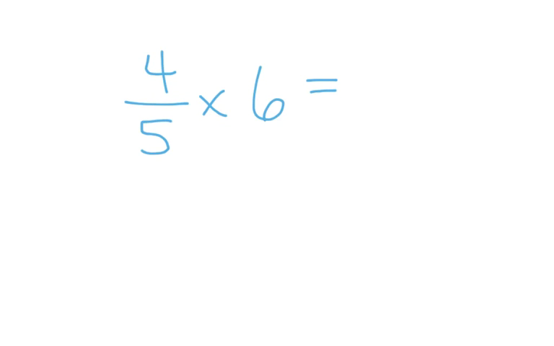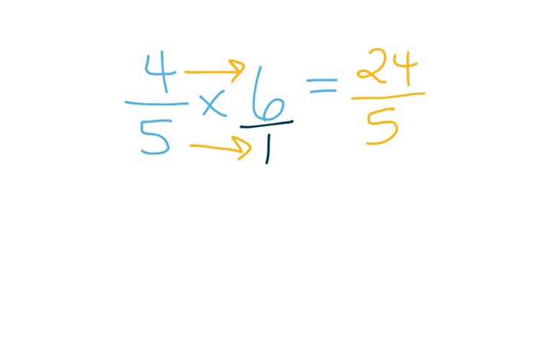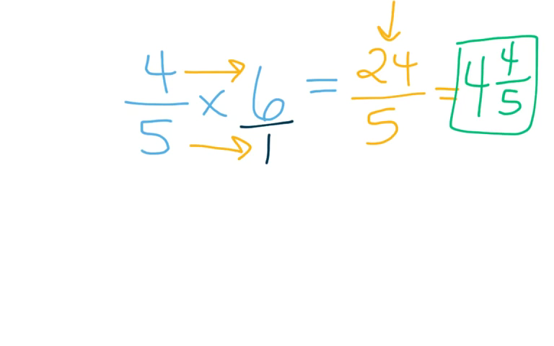Finally, if you're multiplying a fraction times a whole number, all you're going to do is add a 1 underneath to turn the whole number into a fraction, and then follow our directions of multiplying straight across. 4 times 6 is 24. 5 times 1 is 5, meaning that we have to change this improper fraction into a mixed number. So 5 can go into 24 4 times. 4 times 5 is 20. So we have 4 and 4/5 as our final answer, and that is also in simplest form.